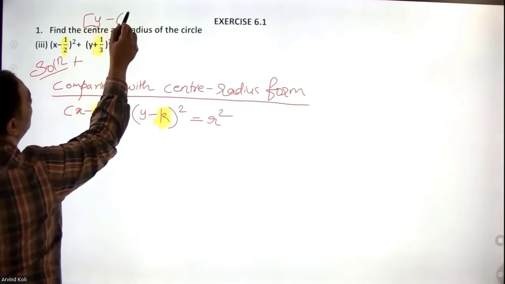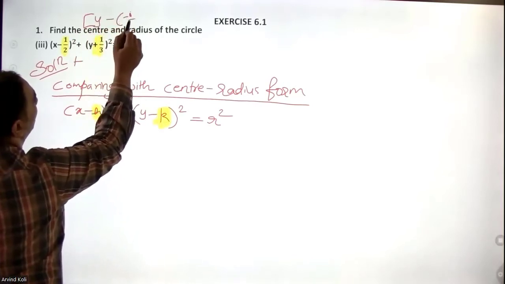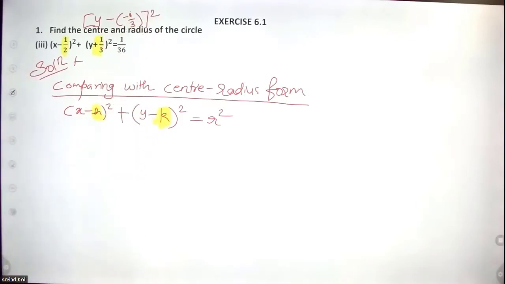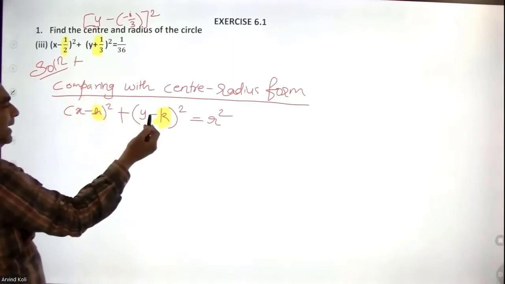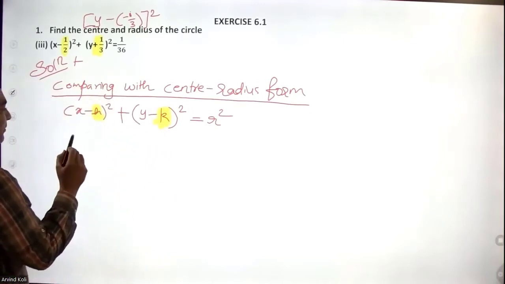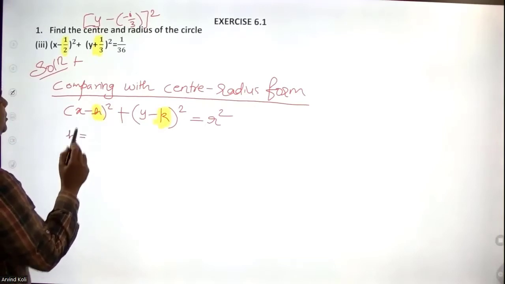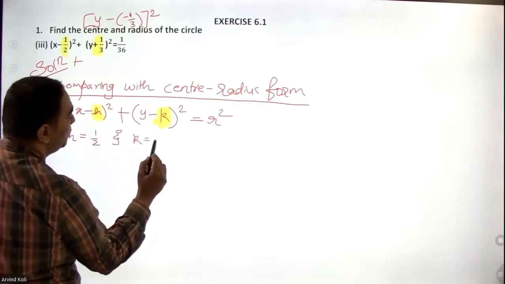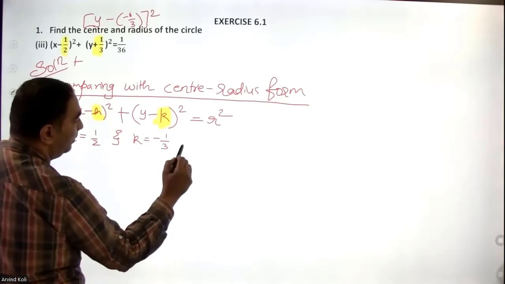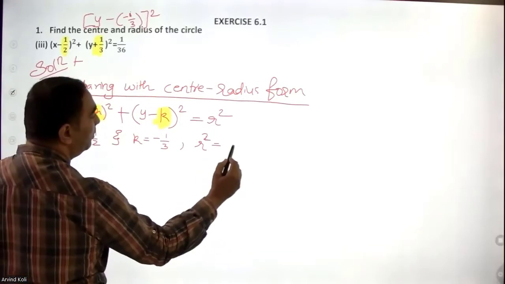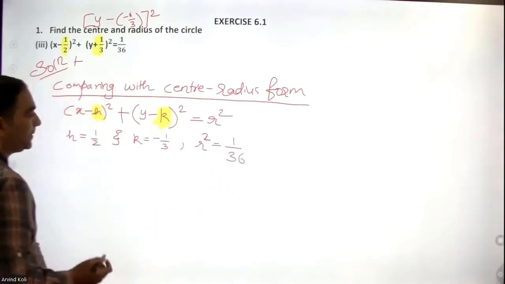Y minus 1 upon 3 bracket close whole square. You can consider it this way. Y minus of minus 1 upon 3. All right. So कभी भी साइन अपोजिट आएगा, वो पर्टिकुलर h हो या k हो, उसे हम लोग नेगेटिव ले लेंगे. So now we will get therefore h is equal to 1 upon 2 and k is equal to minus 1 upon 3. R square will be equal to 1 upon 36. All right.